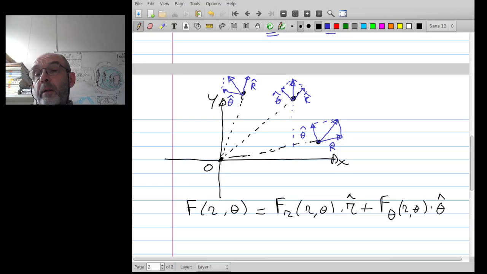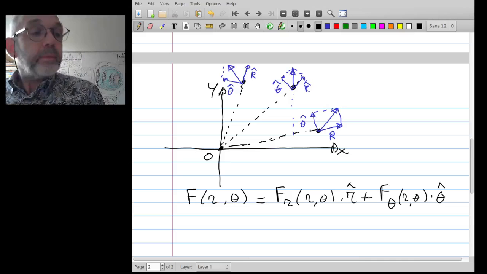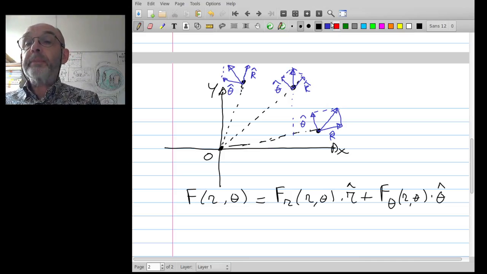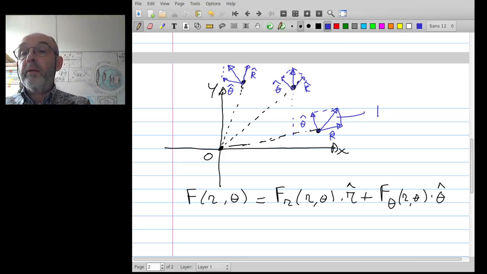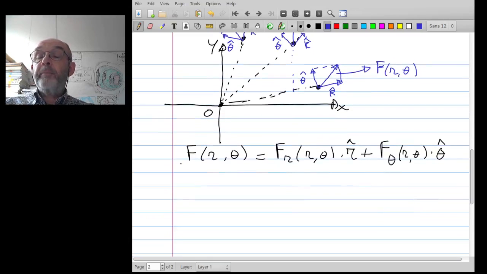Now, if we look at the xy plane, then you have here your vector field as a function of the r and the theta. And what is the case? That vector field is, we are searching field lines.